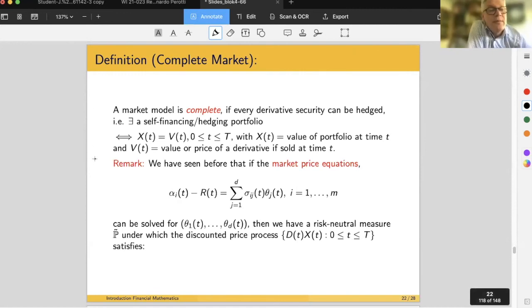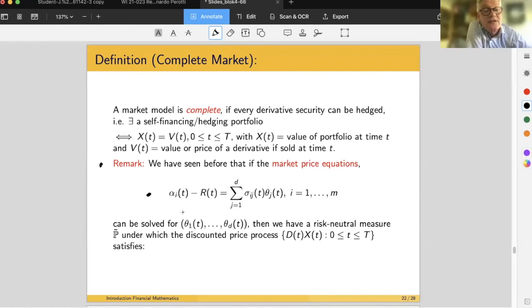Now, a remark here is that we have seen before the market price equations, and they look like this: alpha_i(t) minus R(t) is equal to the sum over j from 1 to d of sigma_ij(t) theta_j(t). And these are m equations, with i running from 1 to m. They can be solved for theta_1, theta_2, theta_3, up to theta_d.